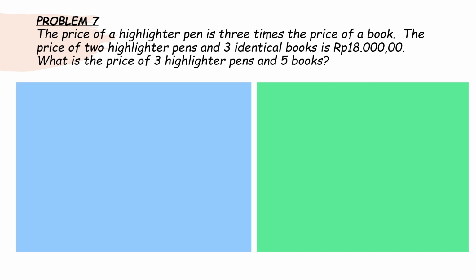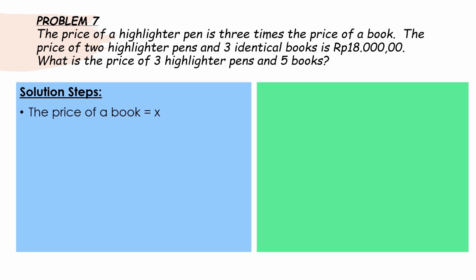Now let us see problem number 7. The price of a highlighter pen is 3 times the price of a book. The price of 2 highlighter pens and 3 identical books is 18,000 rupees. What is the price of 3 highlighter pens and 5 books?